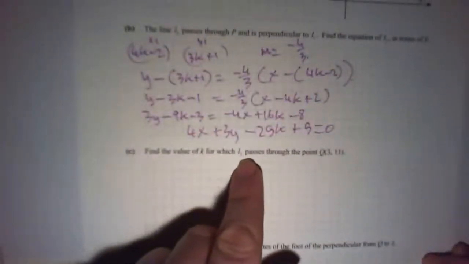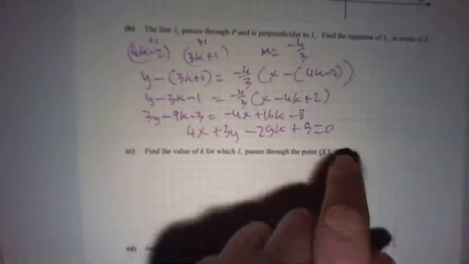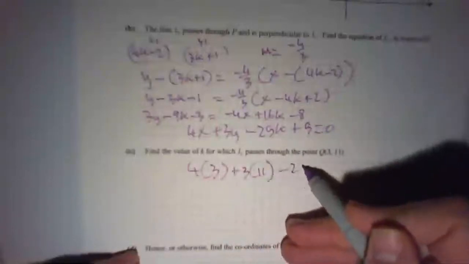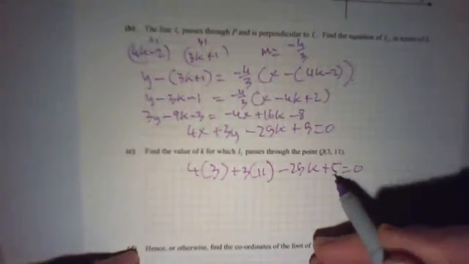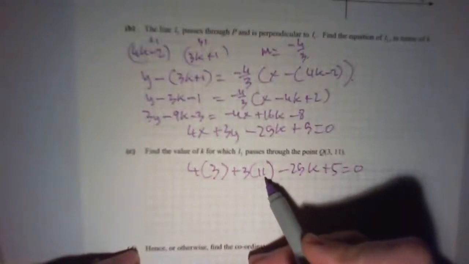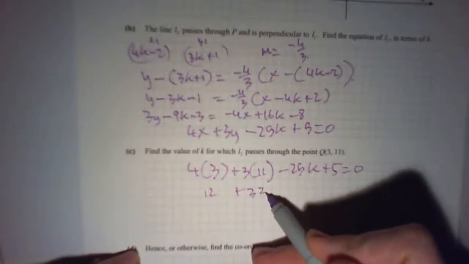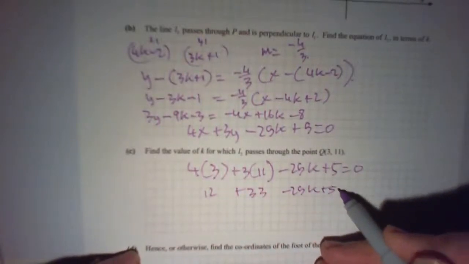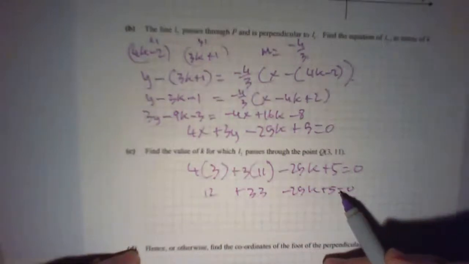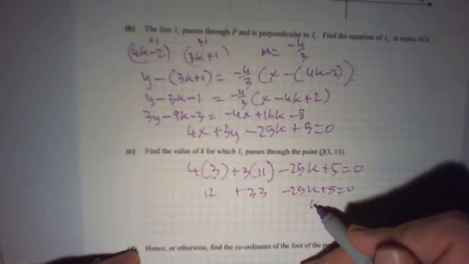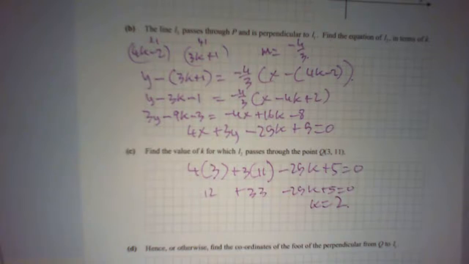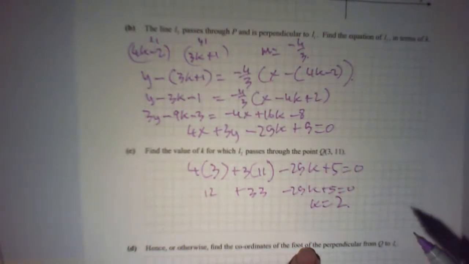Find the value of k for which L2 passes through this point. Okay, let's just substitute the point in. 4 times 3 plus 3 times 11 minus 25k plus 5 has to be equal to 0. 12 plus 33 minus 25k plus 5 equals 0. 12 plus 33 is 45, plus 5 is 50, so k is 2. Okay, not so bad.